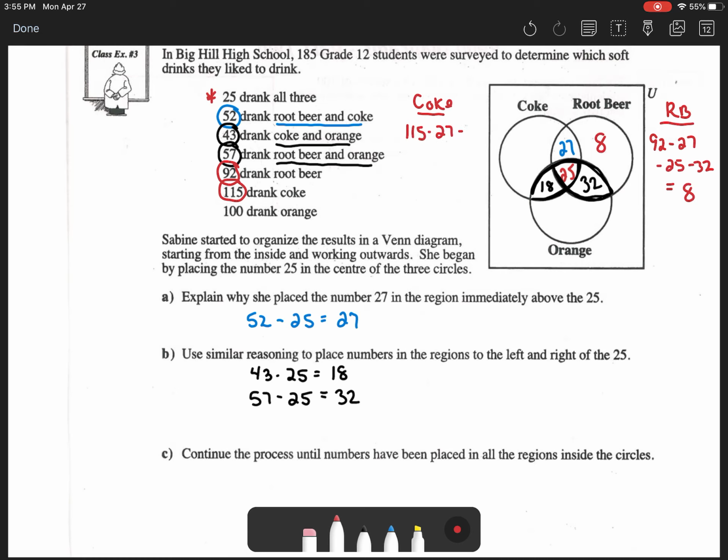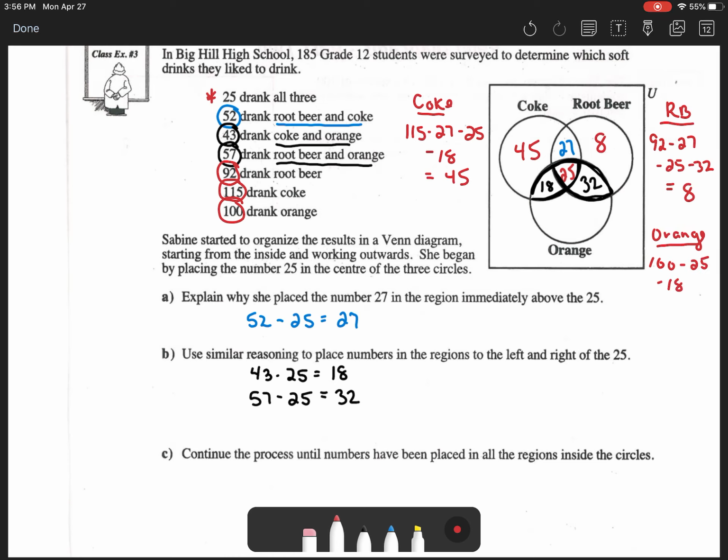When I deal with the Coke, again, that's the next piece of information. There should be 115 in the circle that is labeled Coke, but I take the 115 that are in total in that circle and I subtract the 27, the 25, and the 18. And when you do that, you get 45. So that means 45 students had only Coke.